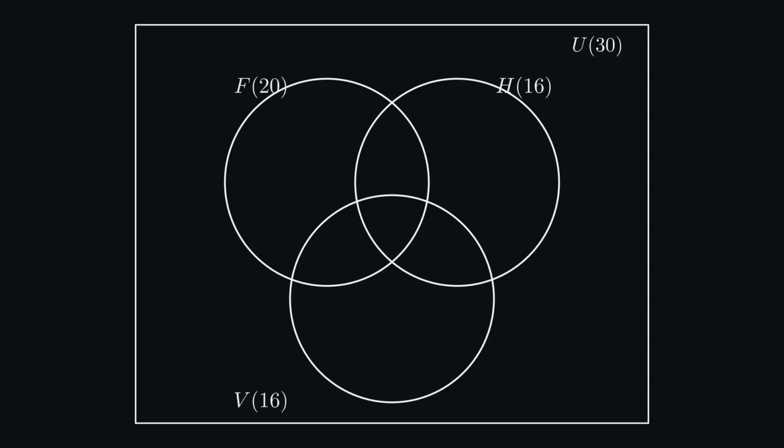The whole hockey circle is 16. After accounting for overlaps and removing the filled regions, hockey only is 4.